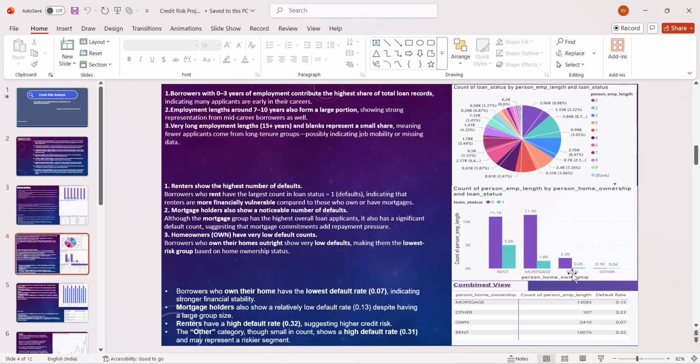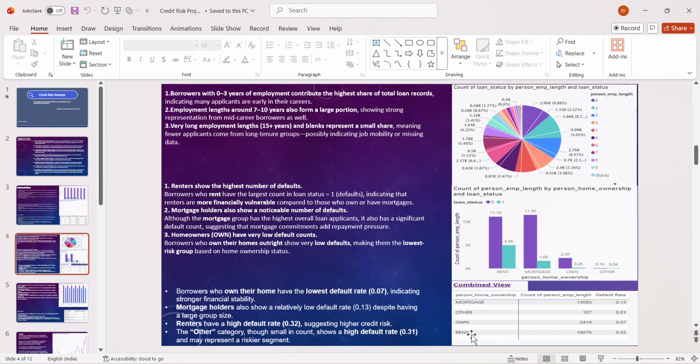And homeowners have very low default count. Borrowers who own their homes outright show low default, making them the lowest risk group based on homeownership status. And if we see the other category, there is also a very low default rate and non-default rate.